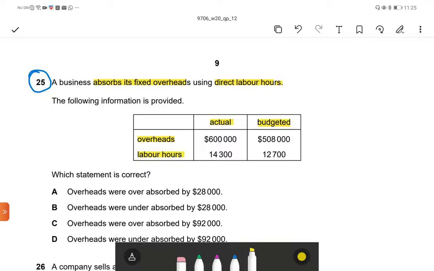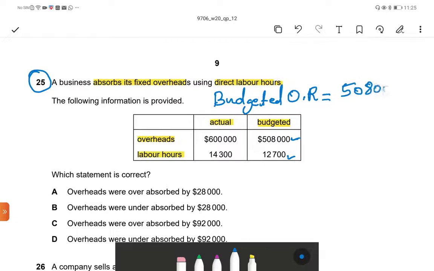So first we have to check what is our absorption rate. Here the budgeted labor hours were 12,700. The overhead was 508,000. So first we have to calculate the budgeted overhead rate. Budgeted overhead rate is equal to 508,000 divided by 12,700. How much does it come? That is 40. 40 is the budgeted overhead rate.